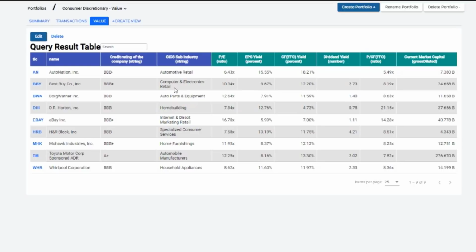I've got automotive retail, computer and electronics, auto parts equipment, home building, internet and direct marketing retail, specialized consumer services with H&R Block, home furnishings with Mohawk, known for their carpets, Toyota for automobile manufacturer, and Whirlpool for household appliances. Now, these are all discretionary items for consumers, but they're all in that one total sector. But notice that I've got several subsectors here.